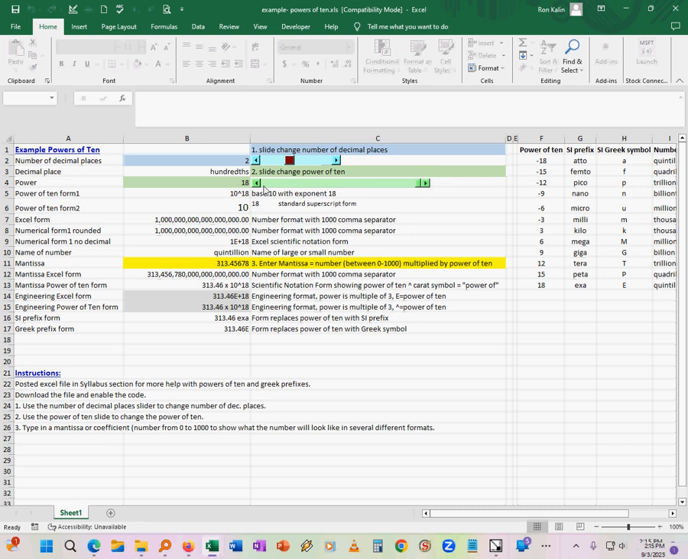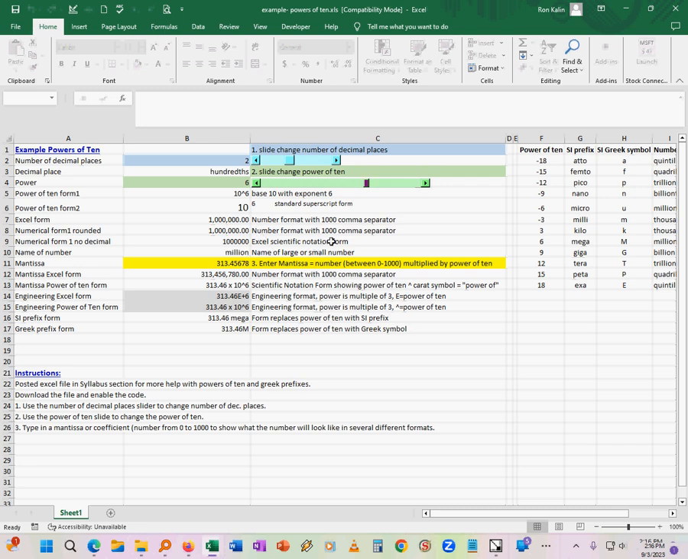The second part is the power. So it's the exponent or power of a base 10. When I set this to 6, it's going to be 10 to the 6th, which with a caret is what it looks like. And then with a proper exponent superscript, this is what it looks like, standard superscript form. In straight up number format with 1,000 comma separator, this is what it looks like.